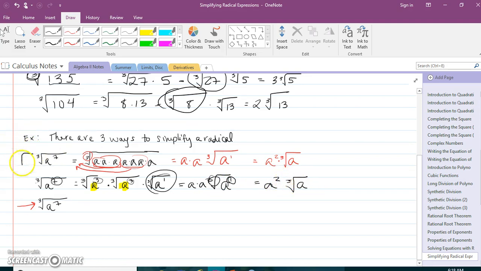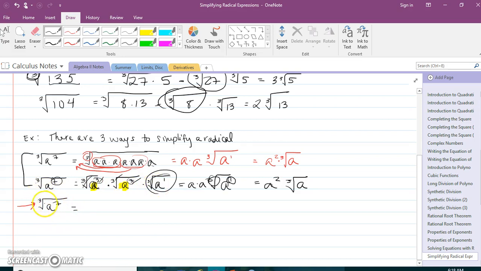These 2 ways are really the same exact idea. It's just here you're writing it out all the way. And here you're writing them as powers that are the same as the index so that they cancel. Like that. Now, here's how I usually do it.